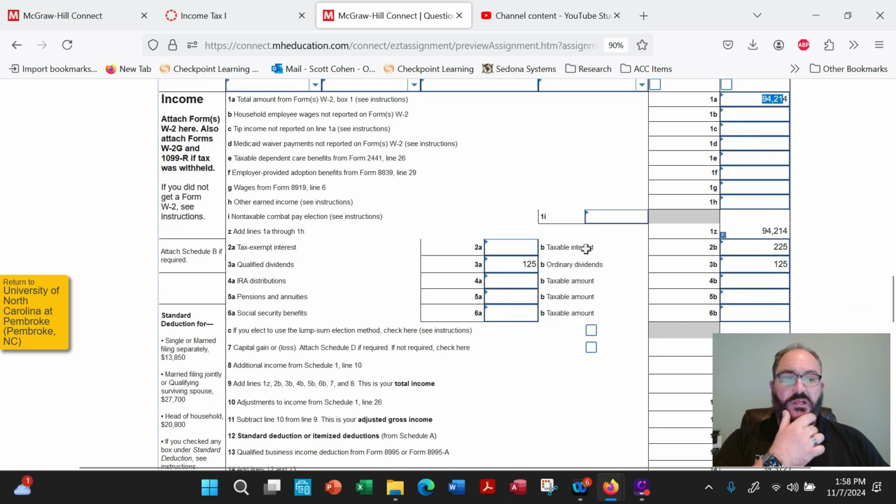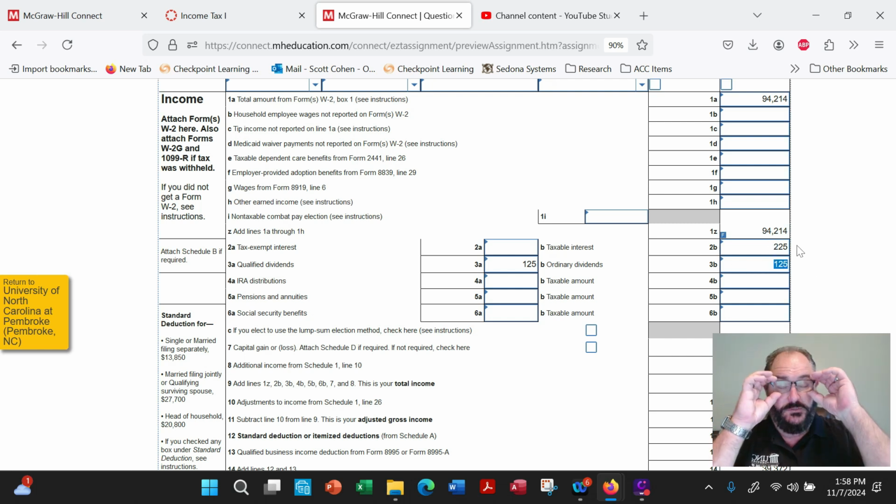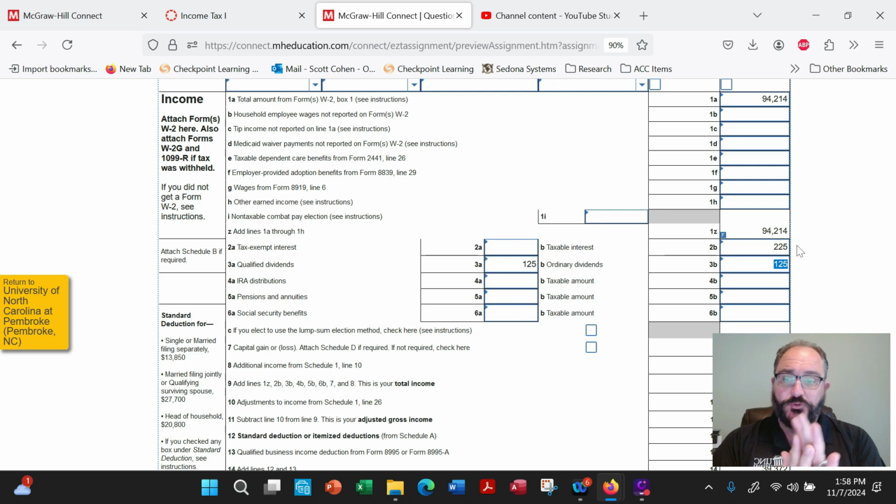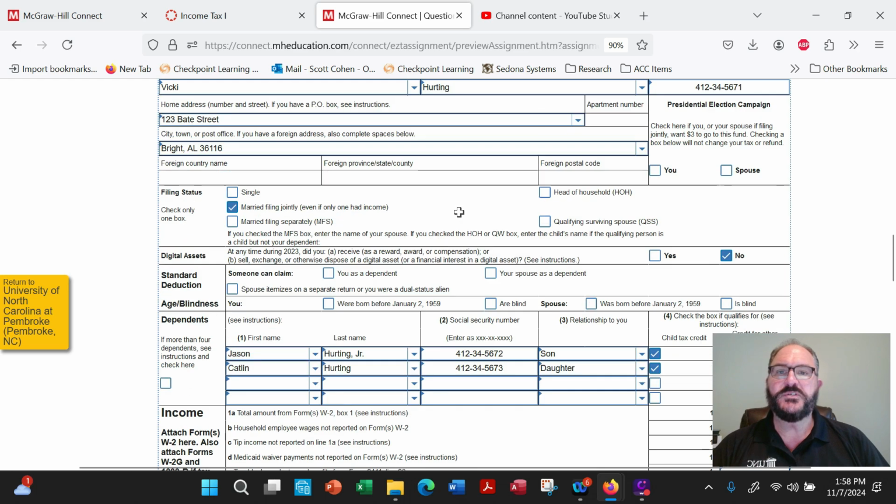And then that comes down. There's no other income in the next items. Comes down to here. Then we have their taxable interest and their ordinary dividends. Now remember, they're less than $1,500, so we don't need a Schedule B. Now the next thing we do is we need to go over to those other schedules.